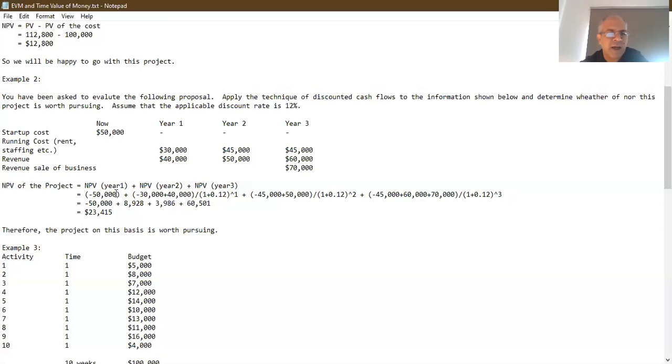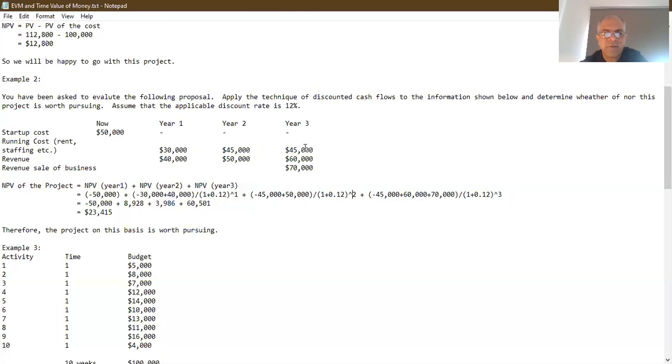So the 50,000 is going out of our pocket right now, plus the 30,000 is going out of our pocket, plus the 40,000 is coming into our pocket. So that's why the 30,000 is a negative and the 40,000 is a positive figure, divided by 1 plus the interest rate, so 12%, and we remove the percentage sign, so we get 0.12 raised to the power 1, because we're discounting it by one time. Plus, the 45,000 is going out of our pocket, the 50,000 is coming into our pocket, so the 45 is a negative, the 50 is a positive, divided by 1 plus 0.12, which is the discounting rate, raised to the power 2, because we are discounting it by two time periods.